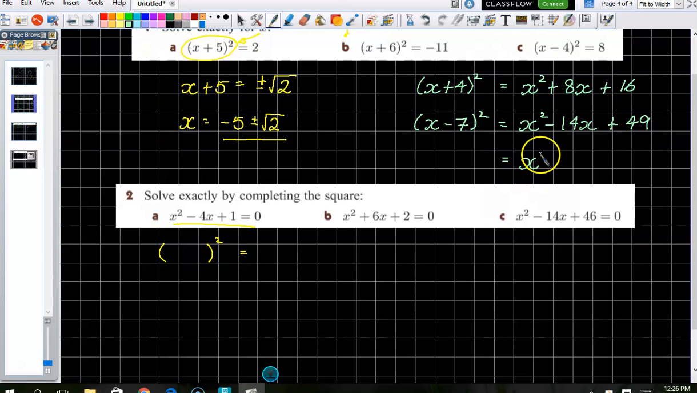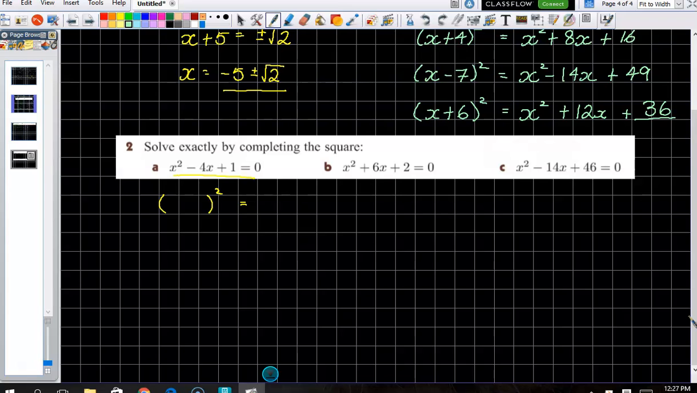So then if I had x squared plus 12x, what would have to go here? 6. How did you get that? Right, you're halving that and squaring it. And so what goes in the bracket? X plus 6, right? Because you halve this to go in there, and then you end up with this extra squared.